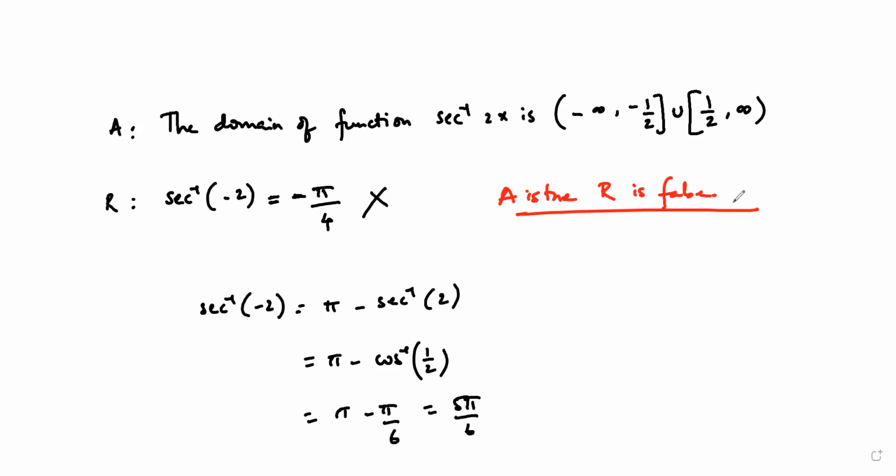Secant inverse of x belongs to minus infinity to minus 1 union 1 to infinity. Right? So if I say secant inverse of 2x, what will happen?